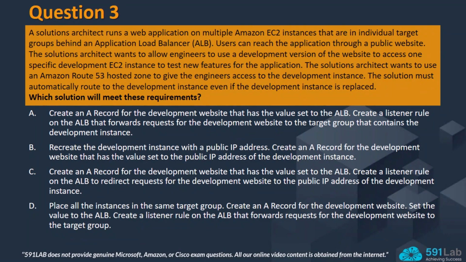The solutions architect wants to use an Amazon Route 53 hosted zone to give the engineers access to the development instance. The solution must automatically route to the development instance even if the development instance is replaced. Which solution will meet these requirements? So before discussing all those options, let's jump into the console.